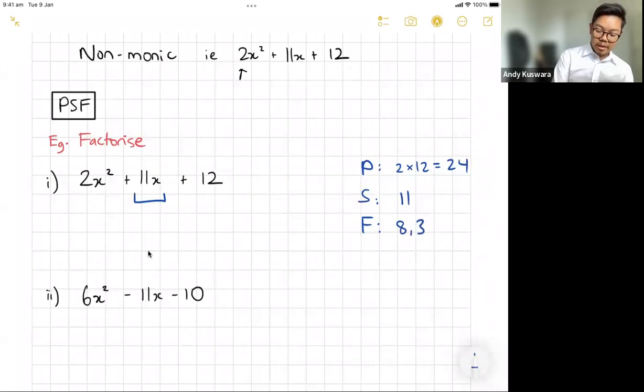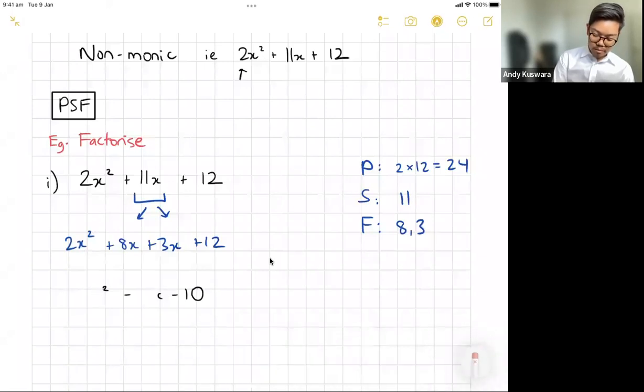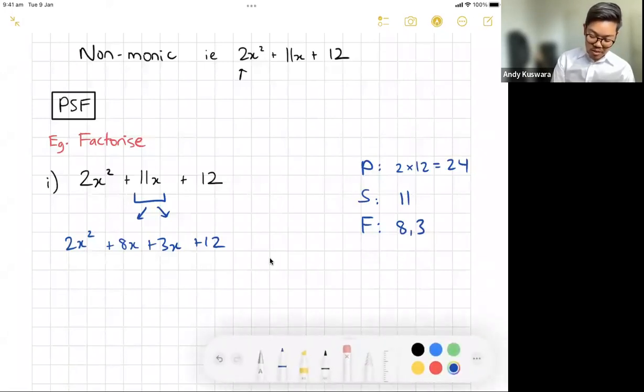So this is where it gets a bit weird, because I'm going to break up this 11x into two different terms. I'm going to write this as 2x squared, plus 8x plus 3x plus 12. So it's just kind of like helping me to unravel it a little bit. And at this point, we've got 4 terms. So that means we go straight back to factorizing by groupings. So I might actually get rid of this guy. You can do that one in your own time.